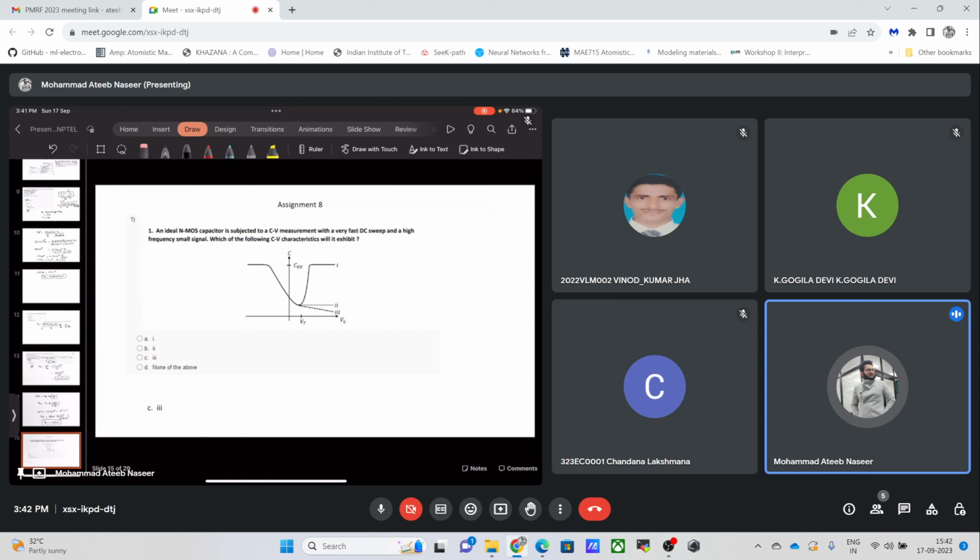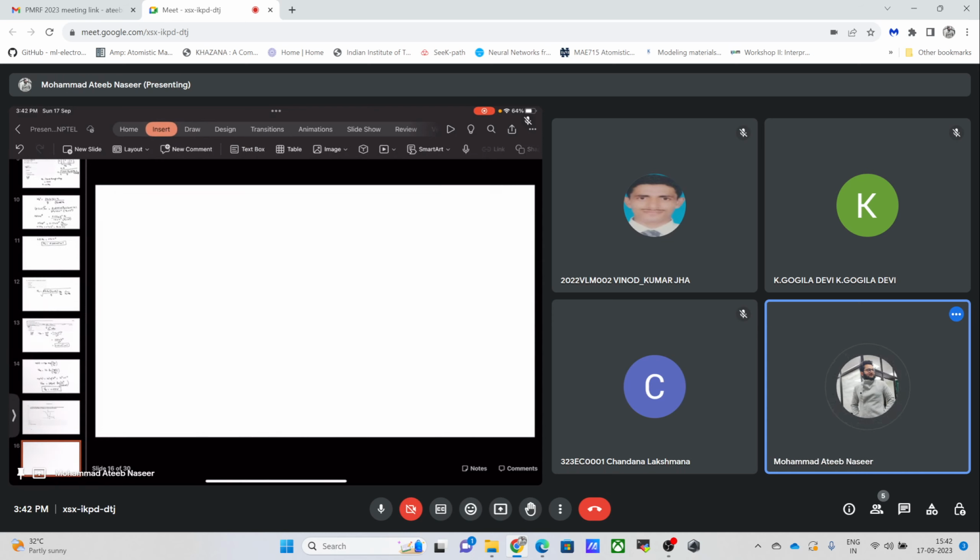You must have heard the statement that it is the simplest device, and also the heart of all the metal oxide semiconductor based devices. So what does this MOS cap simply consist of? Let me draw its schematic. So this MOS cap simply is like this.